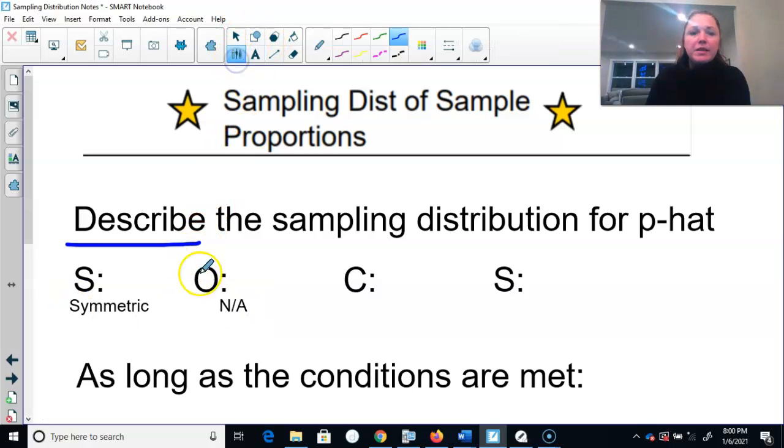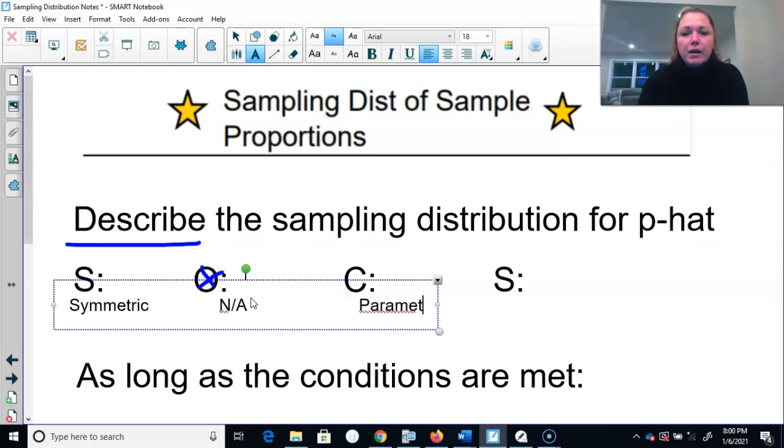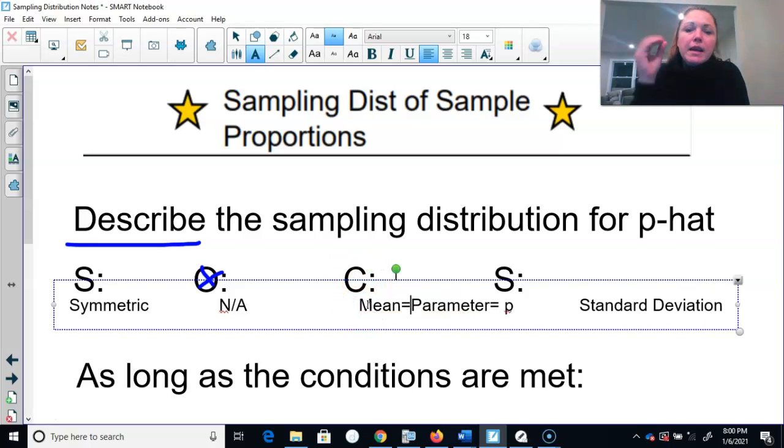In fact, I'm going to exit out. The center of that symmetric distribution, that's going to be your parameter. So in this case, our parameter is going to be P, the true proportion, whatever's describing that population. And then finally our S is going to be our standard deviation. And forgive me, guys, when we talk about that center, that parameter, we're essentially talking about the mean. We assume that the mean is the parameter.